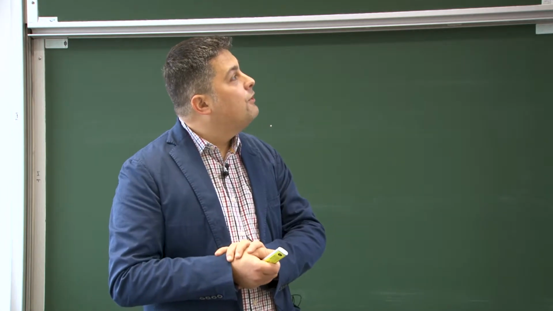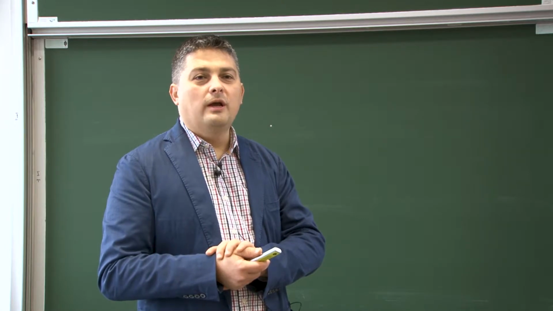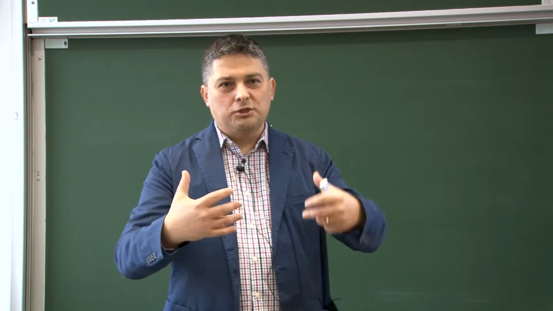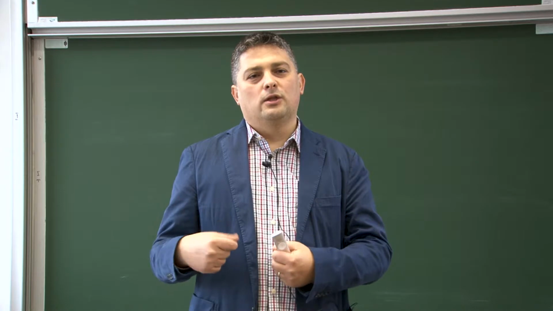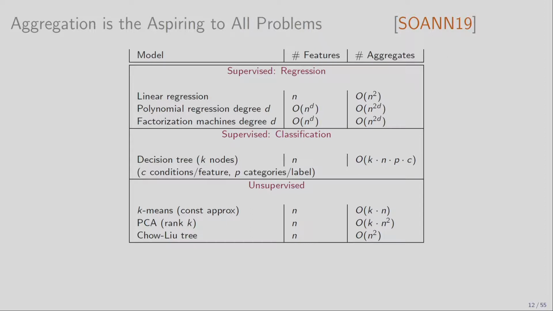of higher degrees, up to degree D. Or if you want factorization machines, which are a slightly more interesting model where we can also factorize the parameters. So instead of having a parameter for every interaction, you can have a dot product of parameters for the different interactions. And in case of classification such as decision trees, we need that amount of aggregates to compute. So for n features, so we have n variables in the query, but we want to construct a decision tree of k nodes, then we will have to look at the different variables.